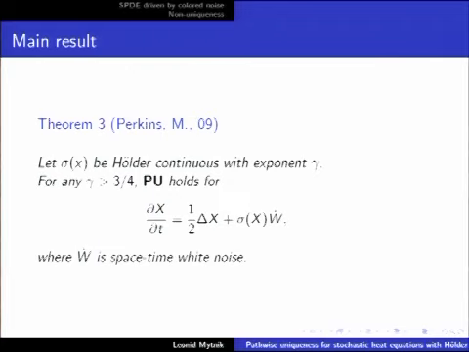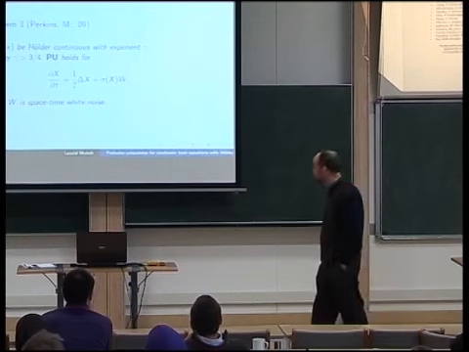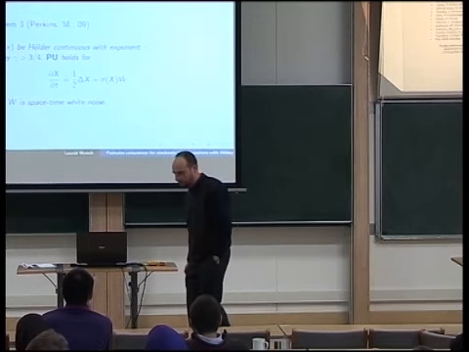So we were able to show that for any sigma which is Hölder continuous with exponent greater than 3/4, there is pathwise uniqueness, for W being a space-time white noise. That is kind of halfway to a half, but we still don't know whether maybe the final stop is 3/4. It's not clear.